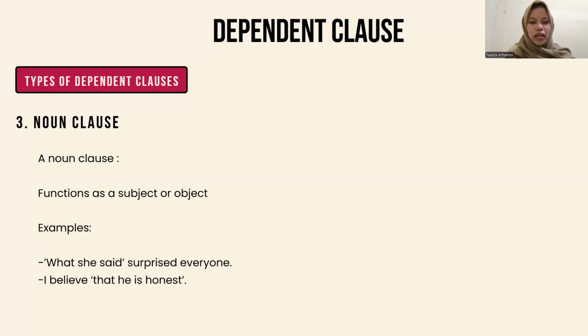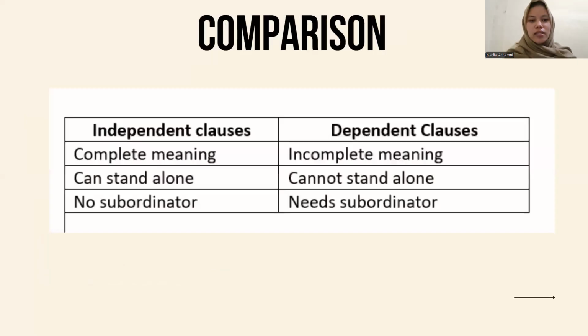Okay, next. This is a comparison of independent clause and dependent clause. An independent clause has a complete meaning or complete idea, but in a dependent clause, the idea is not complete. An independent clause can stand alone, but a dependent clause cannot stand alone. And the independent clause has no subordinator, but has a coordinating conjunction, and then a dependent clause needs a subordinator.